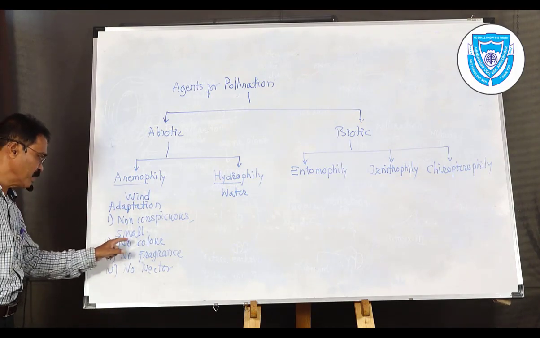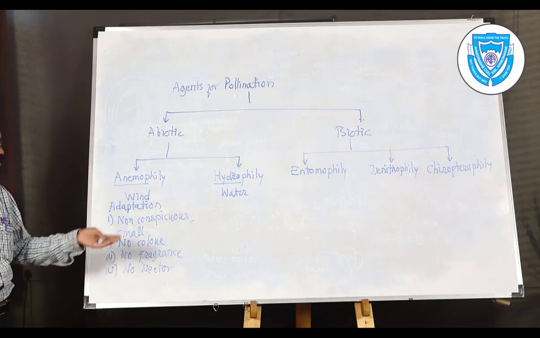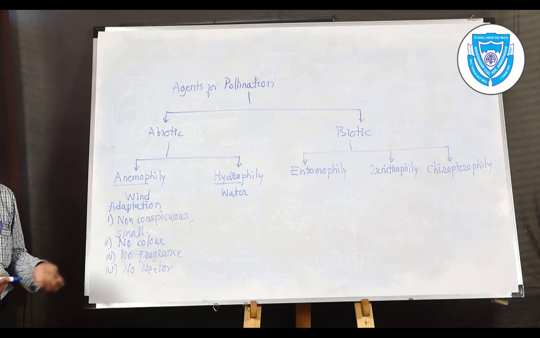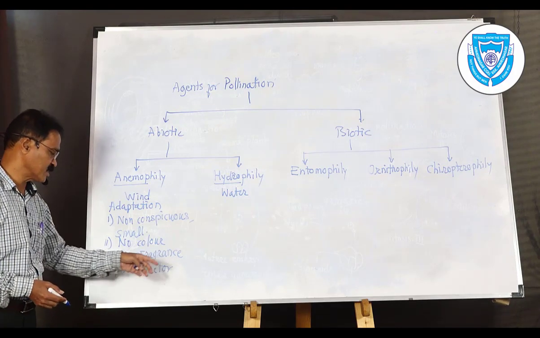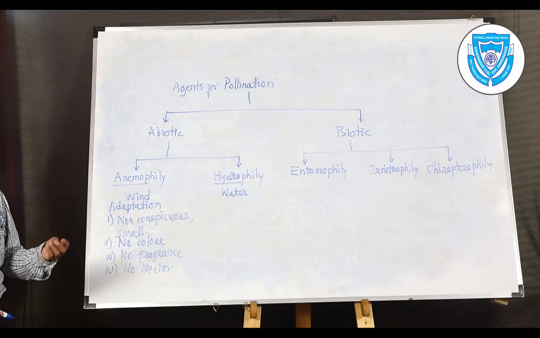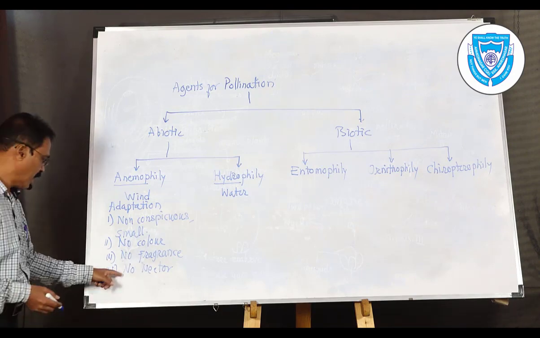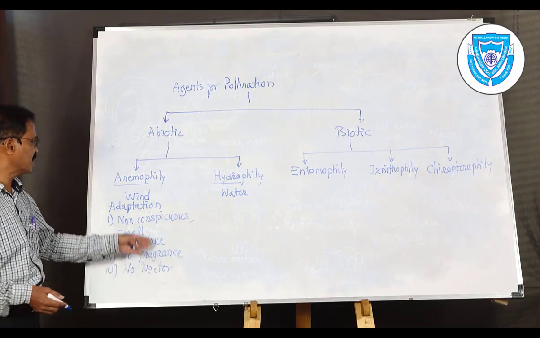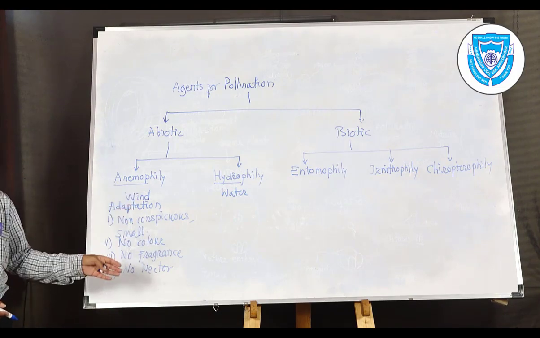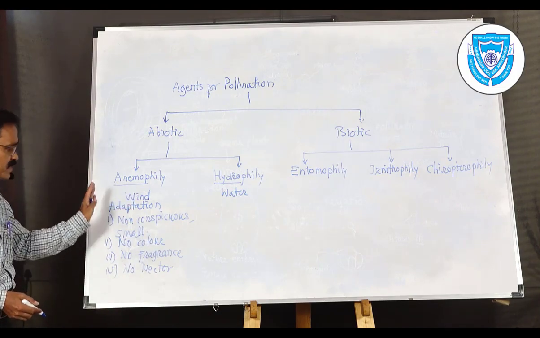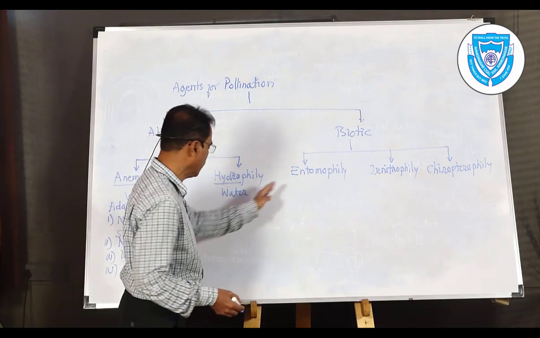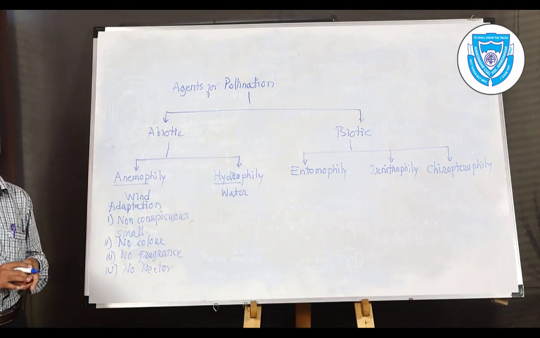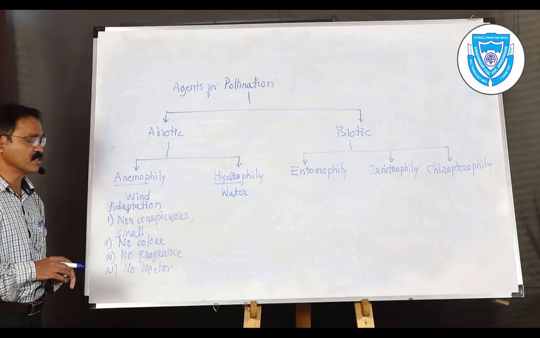They don't have any attractive color because the wind does not require color for attraction or smell, and there is no fragrance or sweet smell, and no nectar. All these are not essential for the wind to attract, and hence these things are present when we talk about entomophily. These are all requirements for attracting birds or insects for pollination.